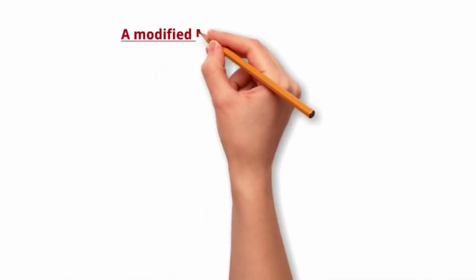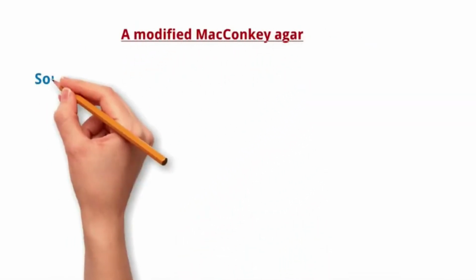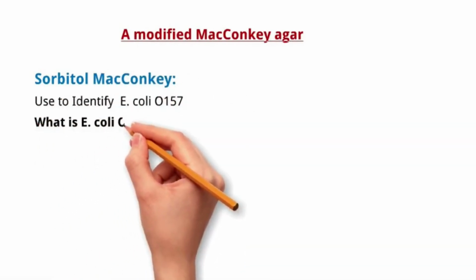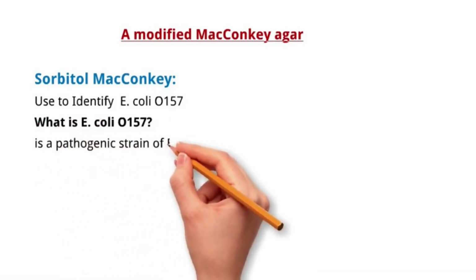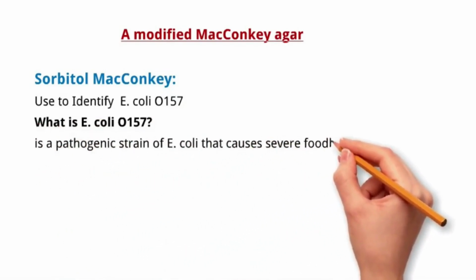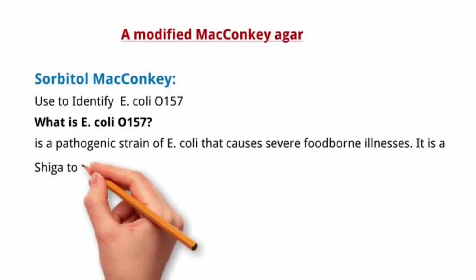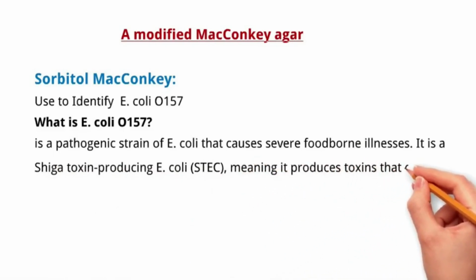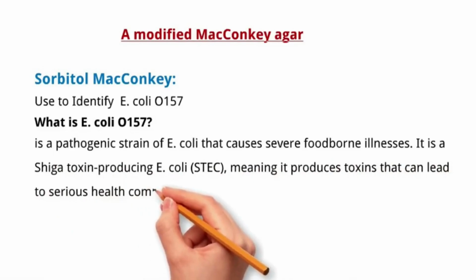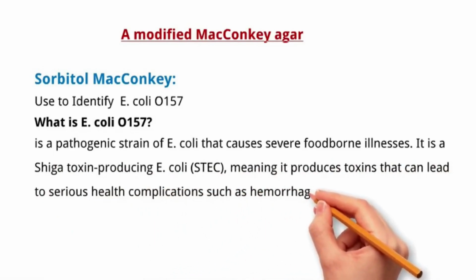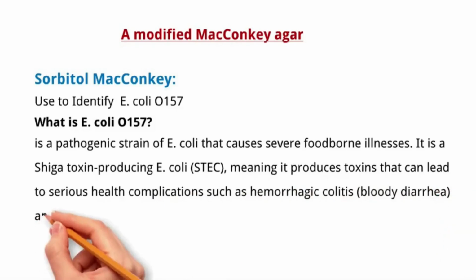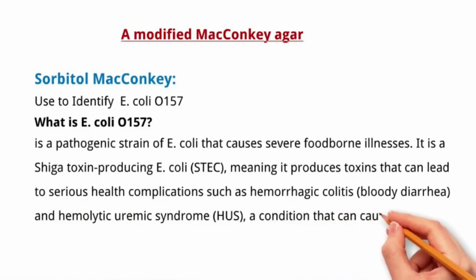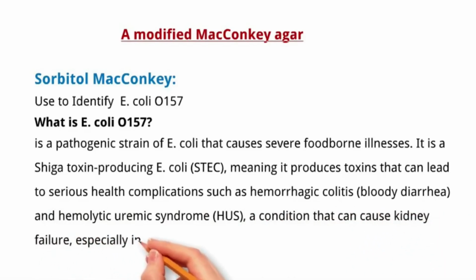A modified MacConkey Agar, Sorbitol MacConkey, is used to identify Escherichia coli O157. What is Escherichia coli O157? It is a pathogenic strain of E. coli that causes severe foodborne illnesses. It is a Shiga toxin-producing E. coli, STEC, meaning it produces toxins that can lead to serious health complications such as hemorrhagic colitis, bloody diarrhea, and hemolytic uremic syndrome, HUS, a condition that can cause kidney failure, especially in young children and the elderly.